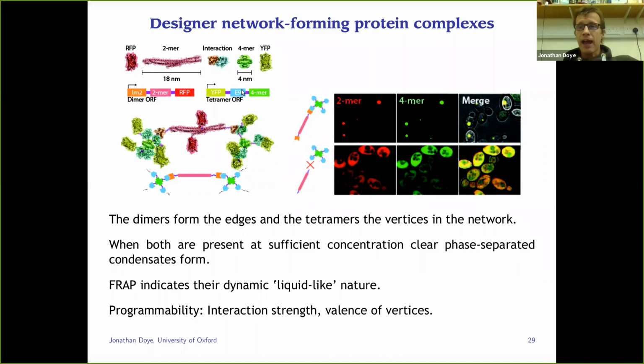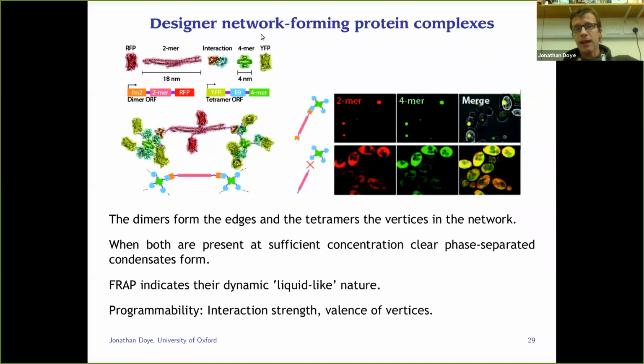And there's a whole series of mutations known for this system to change the binding affinity between the IM2 and the E9. Because this is a tetramer, you'll have 4 of these binding domains around it. Because it's a dimer, you have 2 of these binding domains. So that's these blue and orange bits. Blue is E9, the orange is IM2.